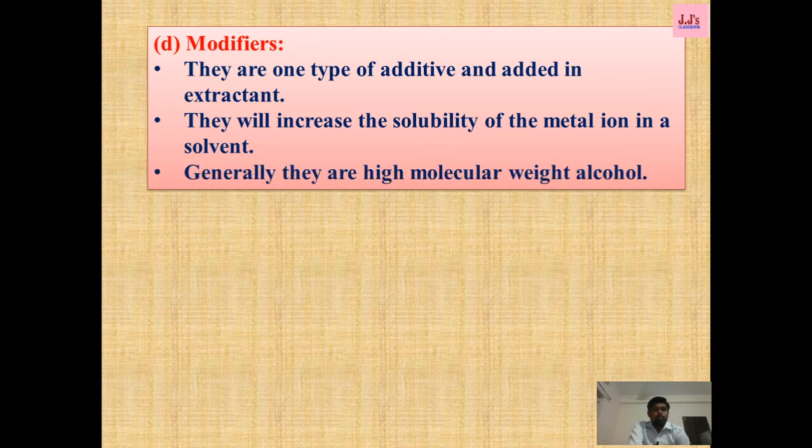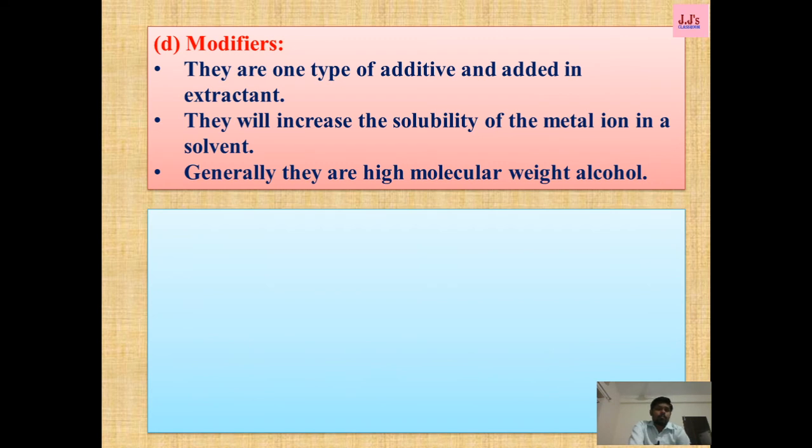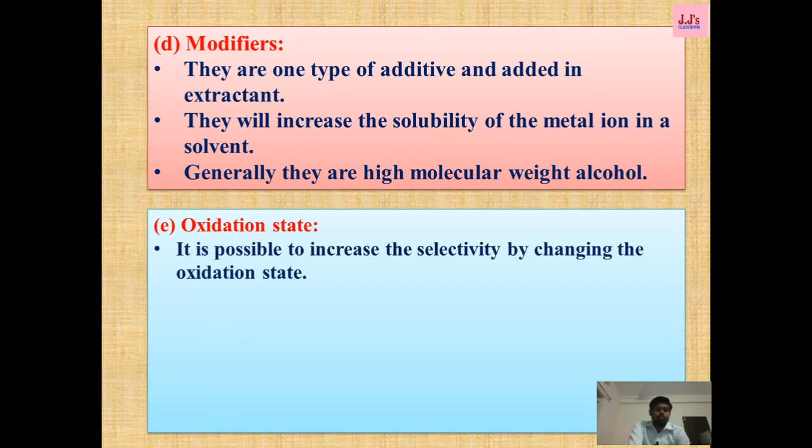Generally, high molecular weight alcohols are used as a modifier. That is the example of modifier. The next point is called oxidation state. You know what the oxidation state is. When electrons are removed from a metal, there is a positive charge, or if an ion accepts the electron, there is a negative charge. That is called the oxidation state. It depends on removal or addition of the electron.